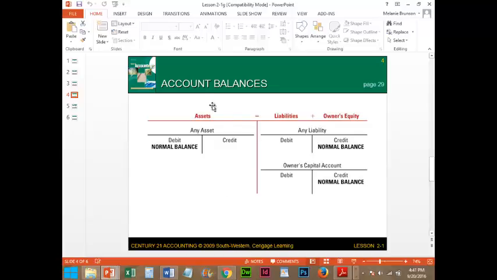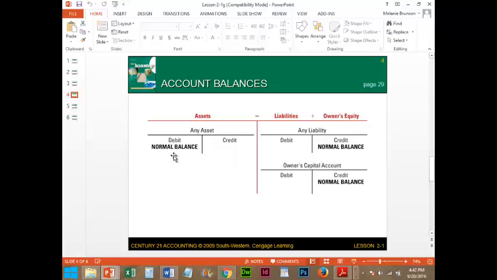So first of all, let's look at the asset side of our accounting equation. All assets increase with debits. So they have a normal balance that's always on the debit side. So one of our assets that we use a lot is cash. For example, if we had any cash at all in our business, we would be expressing it on the debit side. So our balance of cash would show on the debit side. If we ever had a credit balance of cash, that wouldn't be good. That would mean our business was in the hole.